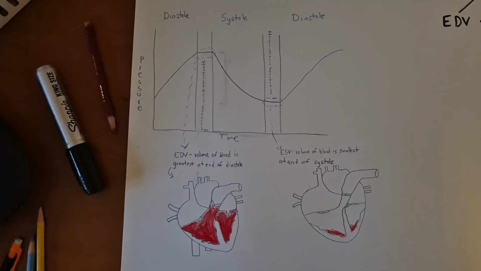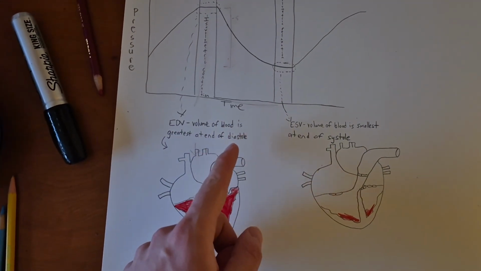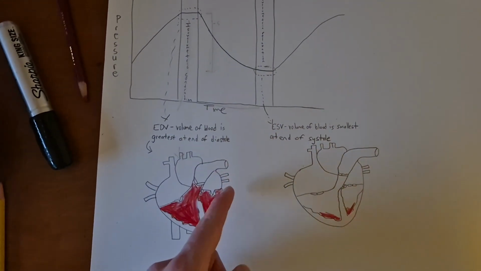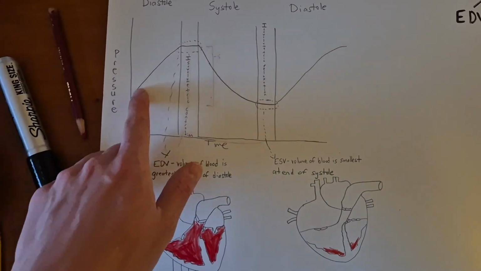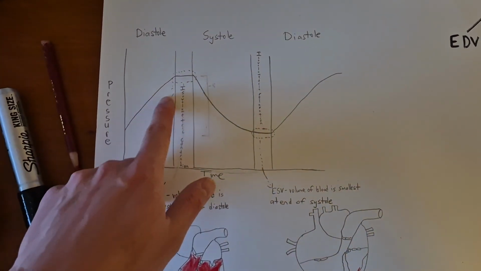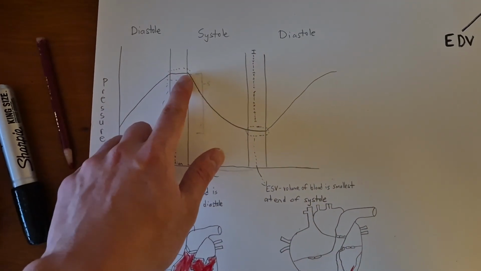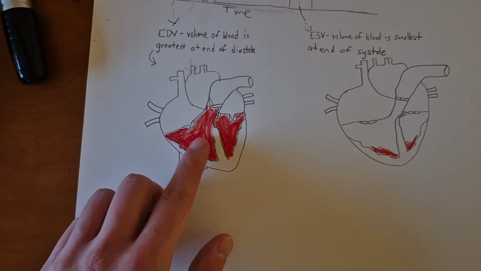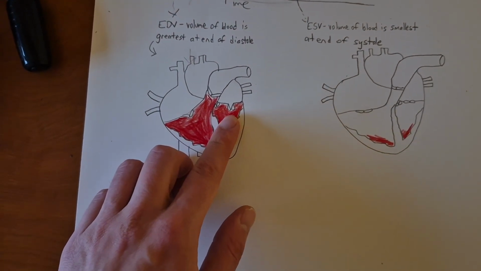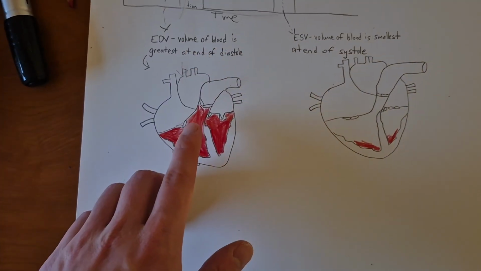So with end diastolic volume, the volume of blood is greatest at the end of diastole. So this line is going to represent our volume, and our volume is going up, up, up. And then once we get to isovolumetric contraction, our volume's at the highest point it's going to be because the ventricles are full of blood, right? They're full of blood. They're ready to expel it out their respective arteries.